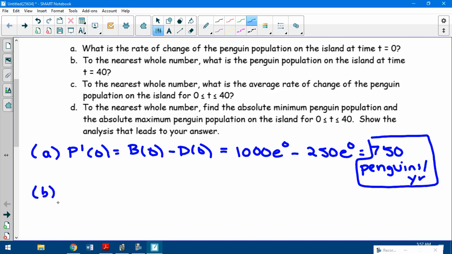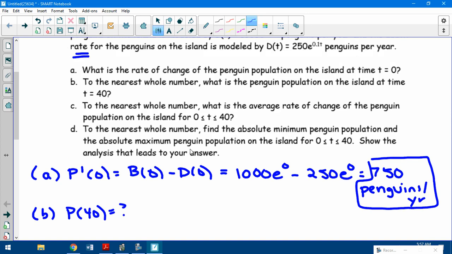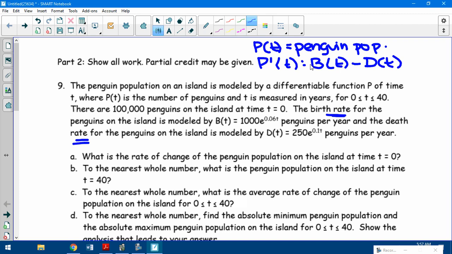Okay, part B. To the nearest whole number, what is the penguin population on the island at time 40? We want P of 40. Now we don't have an equation for population. We only have an equation for the derivative. So when I want the original function and I have the derivative, what do I do? Integral, that's the fundamental theorem. And we also know that there are 100,000 penguins on the island at time 0. So we know that P of 0 equals 100,000.